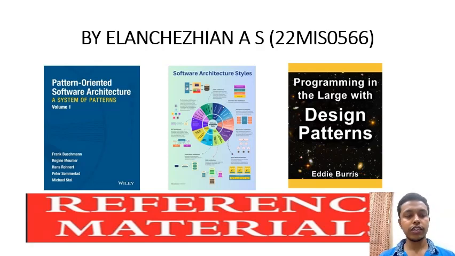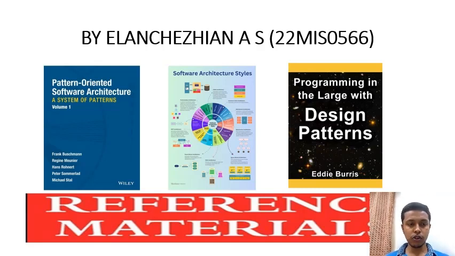As everyone knows, design patterns have 23 types of patterns, which we have seen so far. They are structural, behavioral, and creational patterns, which have subtypes 7, 5, and 11, so it's totally 23 design patterns. We have seen it. For more details, refer to the books Pattern-Oriented Software Architecture: A System of Patterns, and Software Architecture Styles, Programming in the Large, by Eddie Burke.